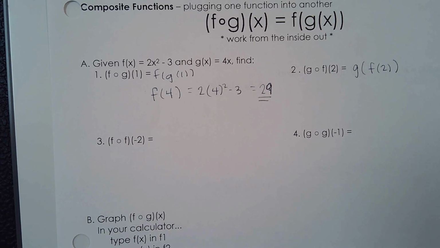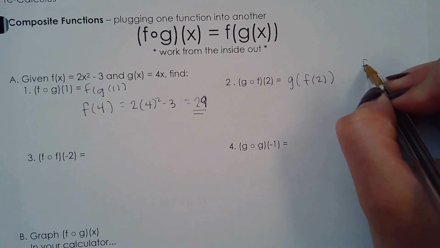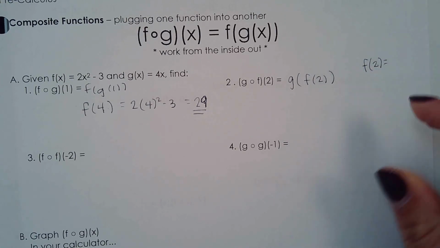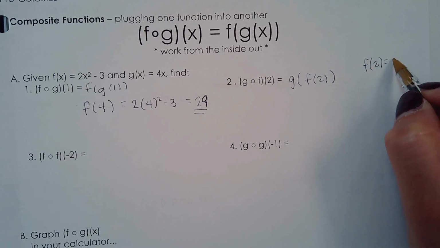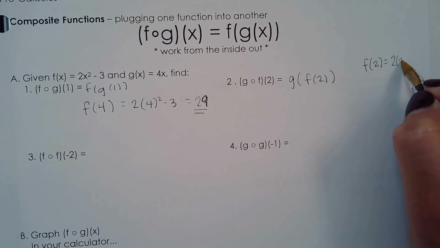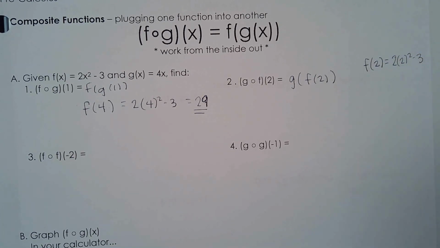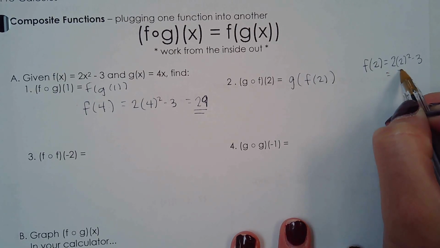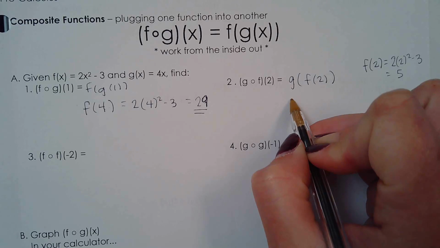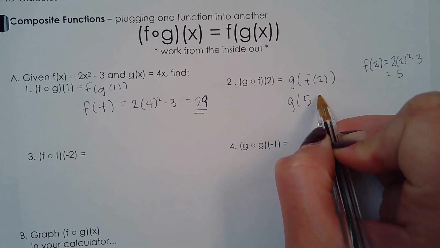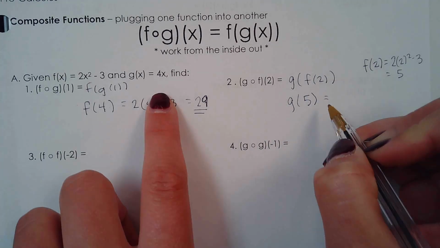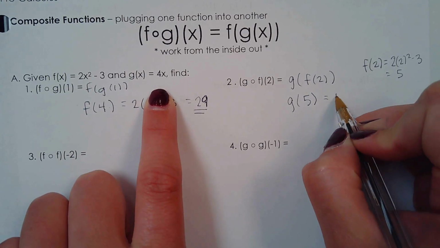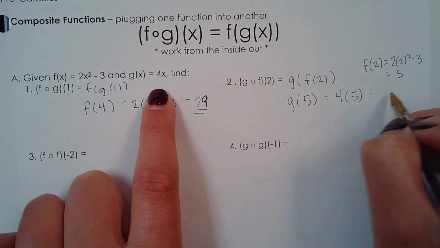So if we plug in a 2, I'm going to come over to the side and find f of 2. Can y'all see all that? So we've got 2 times x squared minus 3. So we'll have 2 times 2 squared minus 3. So 2 squared gives us what? Times 2 minus 3. So f of 2 is 5. So really we're looking for what is g of 5. So then we'll plug 5 into our g function. Gives us 20 for our final answer.